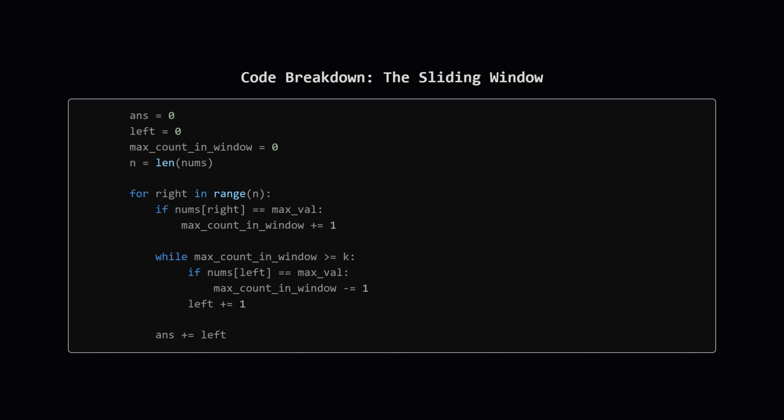Next comes the while loop. As long as max_count_in_window is k or more, we need to shrink the window from the left. Inside the while loop, we check if the number at the left pointer is max_val. If it is, we decrement the count because we're about to slide past it. Then, crucially, we always increment left. Finally, after the while loop, whether it ran or not, we add the current value of left to ANS. Remember, left now represents the number of starting positions from index 0 to left - 1 that would form a valid subarray ending at the current right.